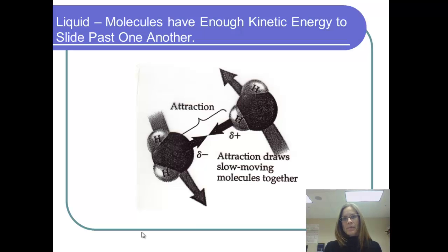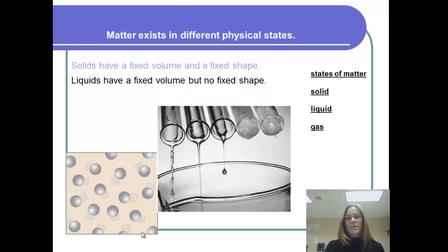So I would almost say that kinetic energy and the attractive forces are very close in terms of their value, and the kinetic energy is high enough, there's enough vibrational motion within those molecules to allow them to move past one another. When we look at liquids in terms of their containment, liquids will have a fixed volume, but they do not have a fixed shape. So what that means is that a liquid will take the shape of its container, but its volume will not change.